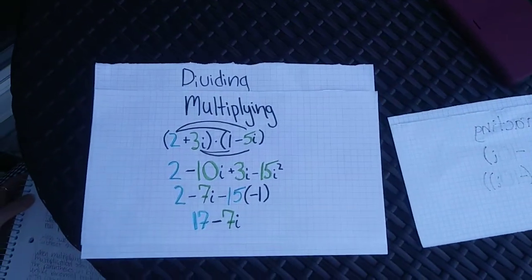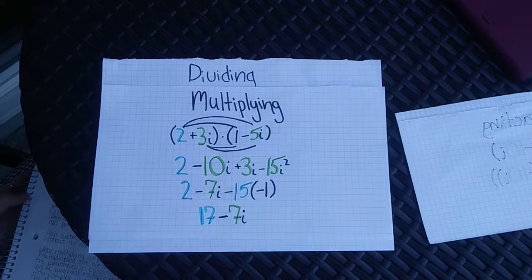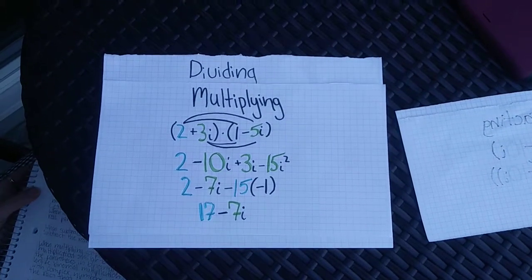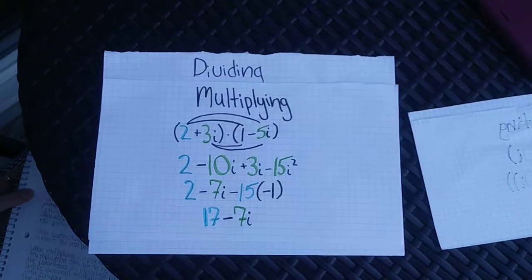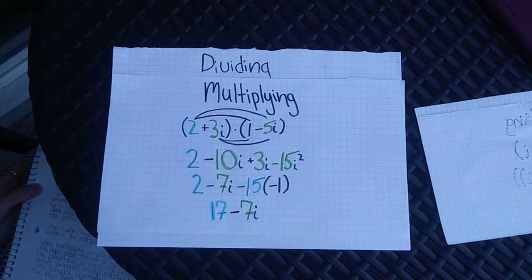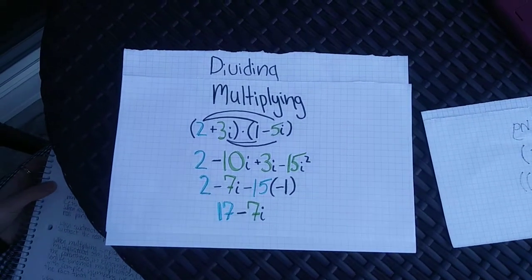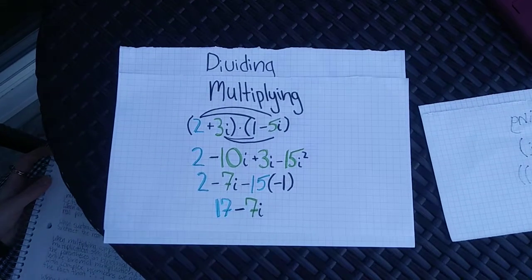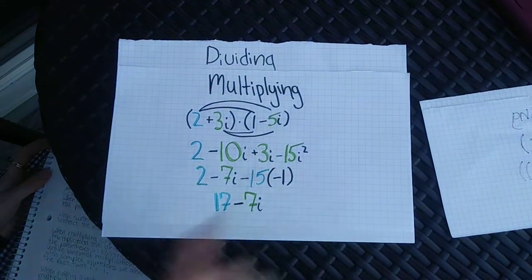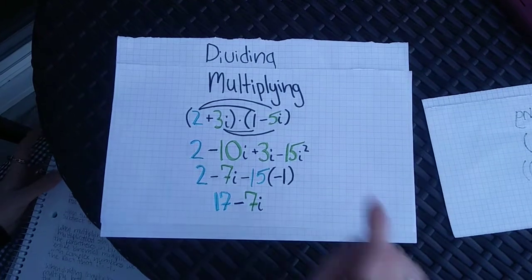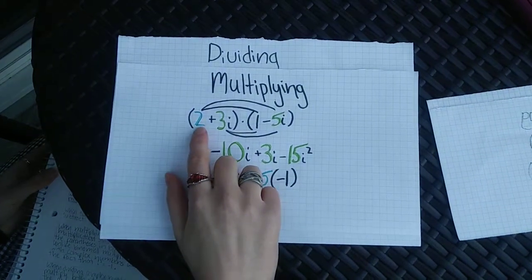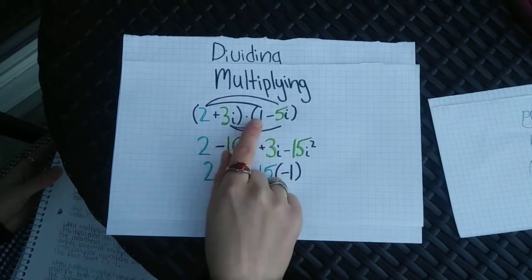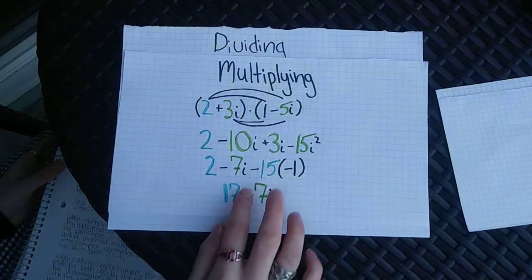When multiplying complex numbers, perform a multiplication similar to how we expand the parentheses in binomial products. Unlike binomial multiplication, FOIL, with complex numbers, we also consider the fact that i squared equals negative 1. In this example, we have 2 plus 3i times 1 minus 5i.